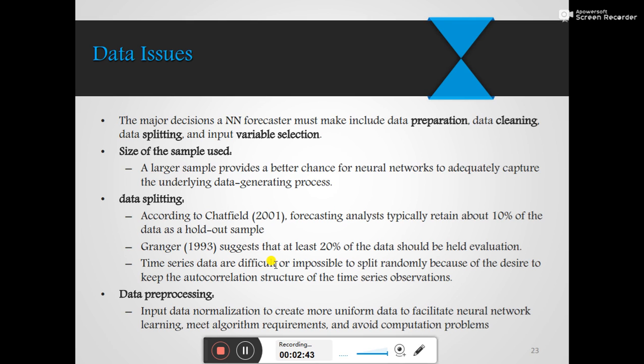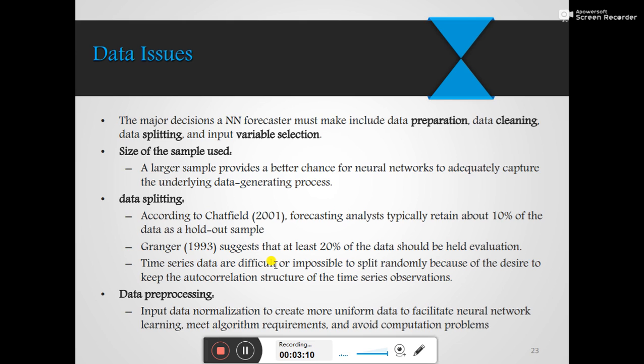Time series data are difficult or impossible to split randomly because of the desire to keep the autocorrelation structure of the time series observations. You cannot directly split it like other data because it has some autocorrelations among the data for the random variables.